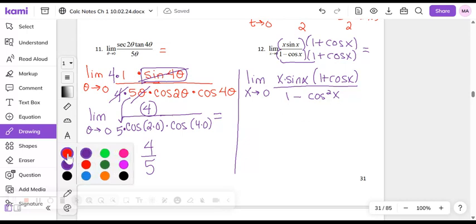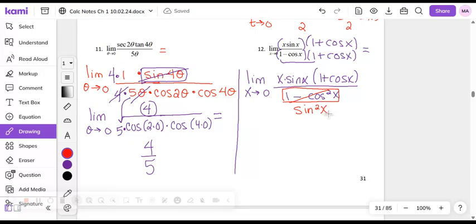But do you remember that 1 minus cosine squared of x is the sine squared of x? And that's our Pythagorean identity, right? And sine squared of x, I'm going to rewrite this. I'm going to rewrite, not changing the top, limit as x approaches 0, x times 1 plus cosine of x over sine of x times sine of x.